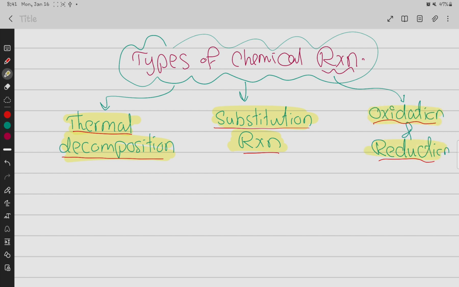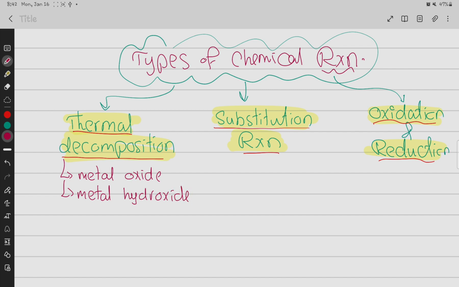First of all, thermal decomposition. Thermal decomposition itself has many types. First of all, we have decomposition of metal oxide, and the decomposition also of metal hydroxide.